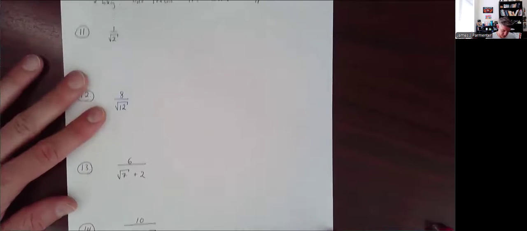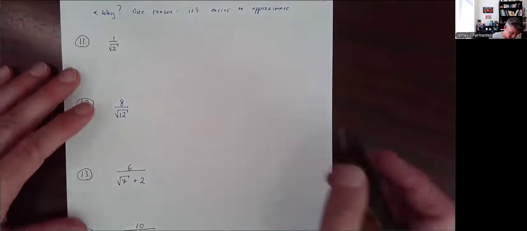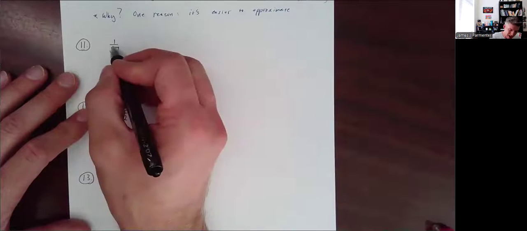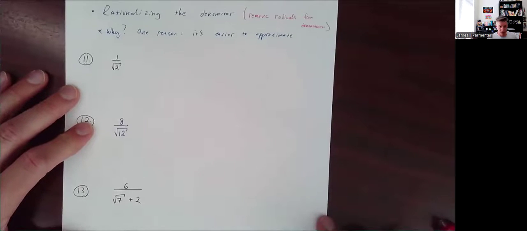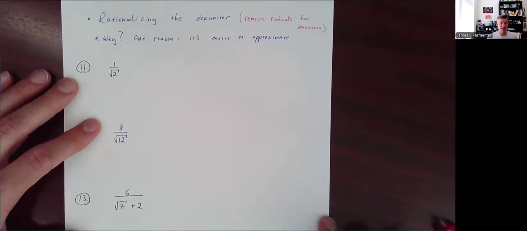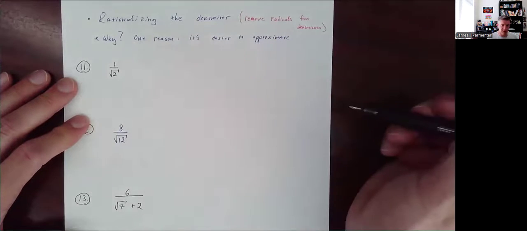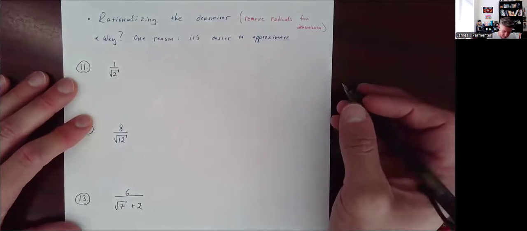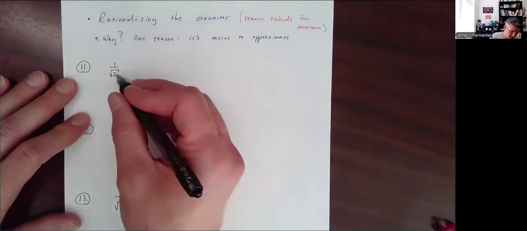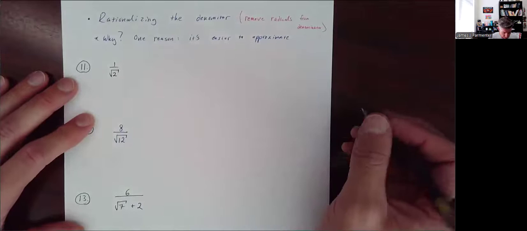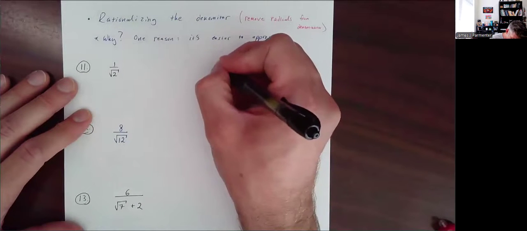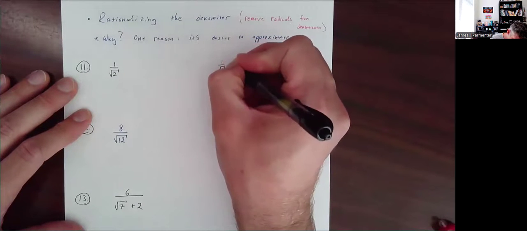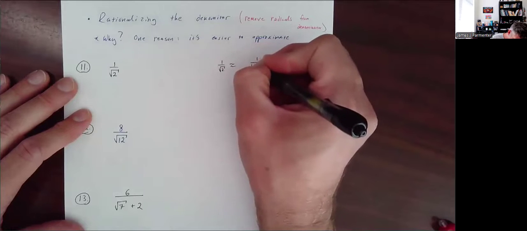All right, rationalizing denominators. So why would you rationalize the denominator, first of all? Well, I should say, what is rationalizing? Rationalizing the denominator means we're removing the radicals from the denominator. And a reason why you might do this is it's actually easier to approximate a thing. For example, if you know that the square root of 2 is about 1.414, then we could say that 1 over root 2 is approximately 1 over 1.414.